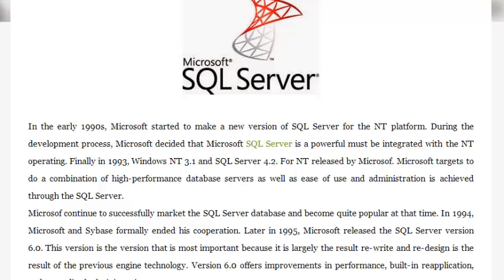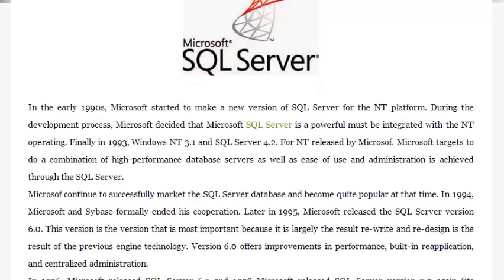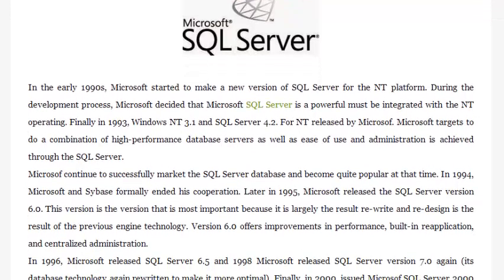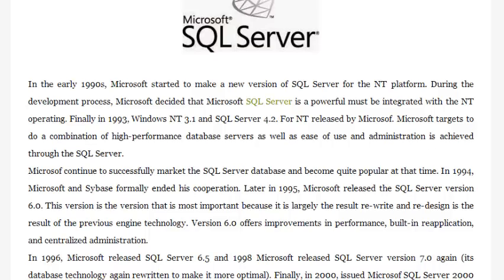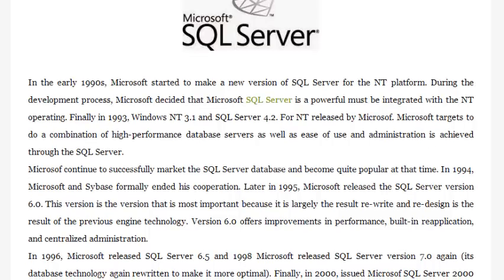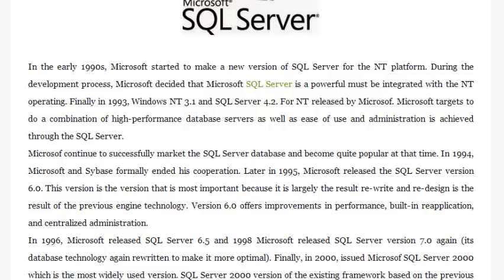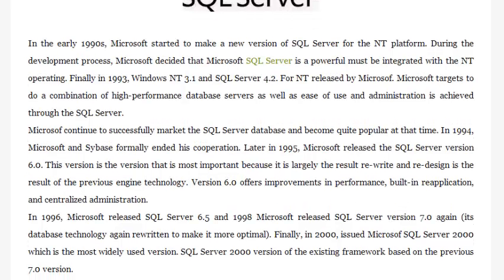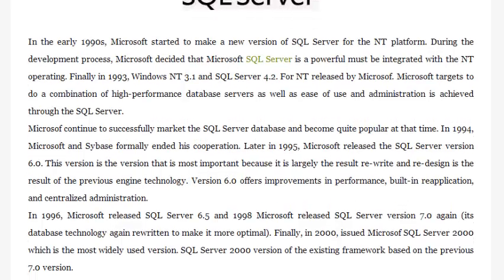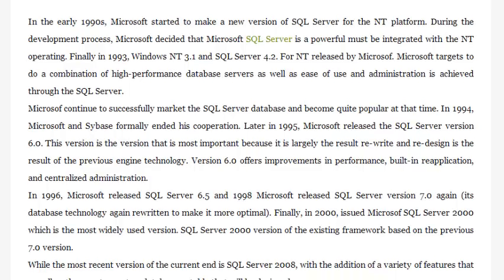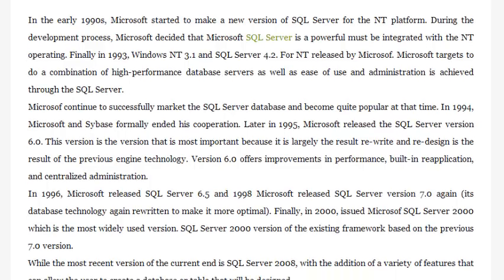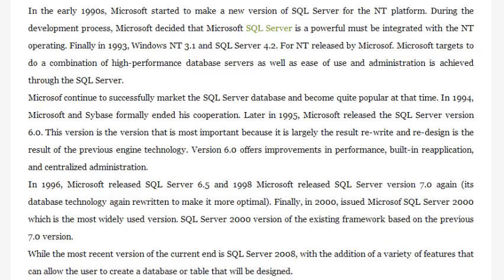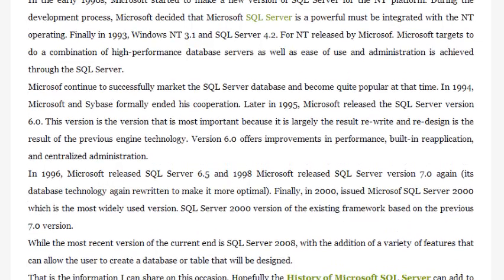Microsoft's target was to combine a high-performance database server with ease of use and administration, which was achieved through SQL Server. Microsoft continued to successfully market the SQL Server database and it became quite popular at that time. In 1994, Microsoft and Sybase formally ended their cooperation. Later in 1995, Microsoft released SQL Server version 6.0.